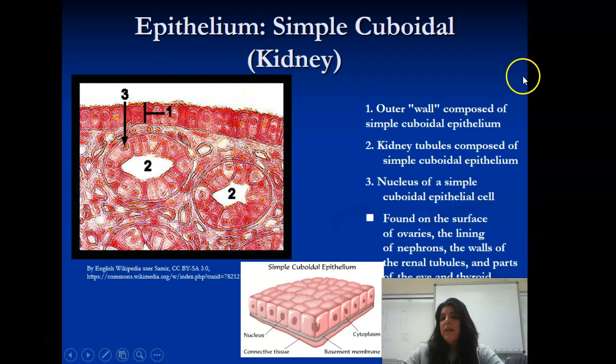Simple cuboidal epithelial tissue. These are going to be tissues that are shaped like boxes. So you can see all of these cells around the ring here are box shaped. There's a diagram. These cells are found in the kidneys. You can see the nucleus really well in these cube-shaped cells. They're also going to be found on the surface of your ovaries, the lining of your kidneys or the nephrons, the walls of your renal tubules, and parts of the eye and thyroid.